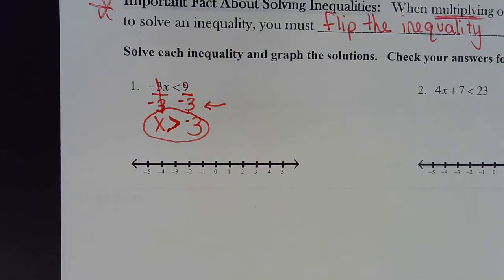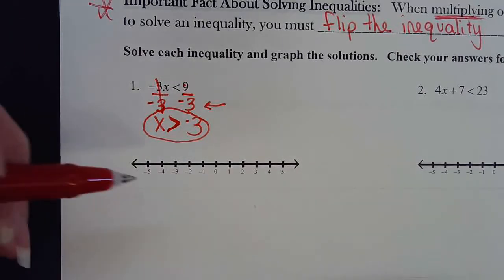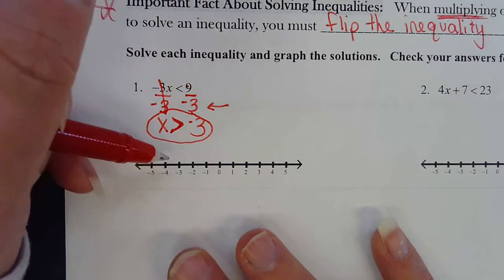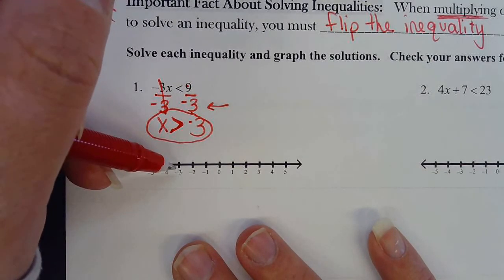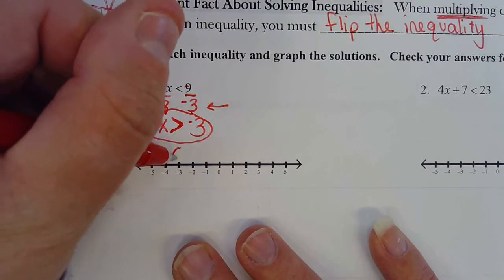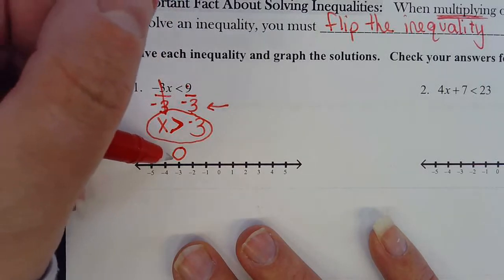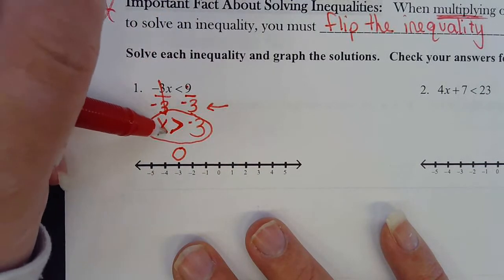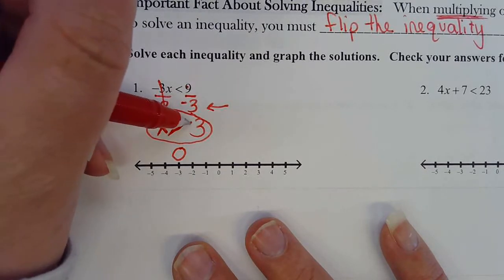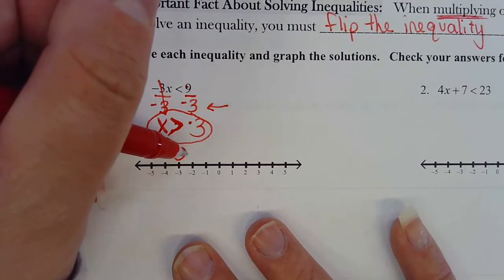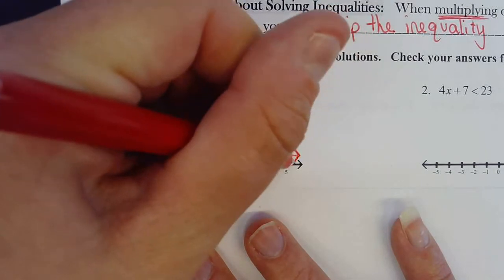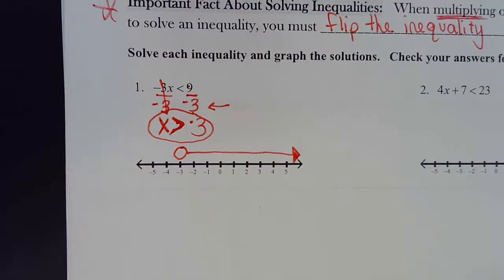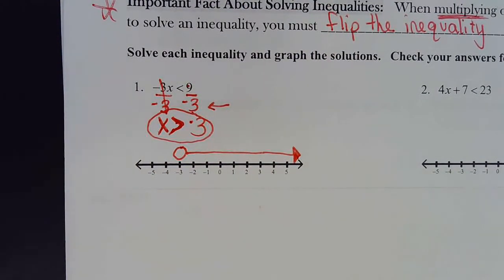So now we have to graph it. Graphing is what we did yesterday. So I go to my number line at negative 3. Do I put an open or a closed circle? Open. And then do I shade to the left or to the right? Where are the x values that are greater than negative 3? To the right. And that's it. Well, that's one of them. Any questions on that?